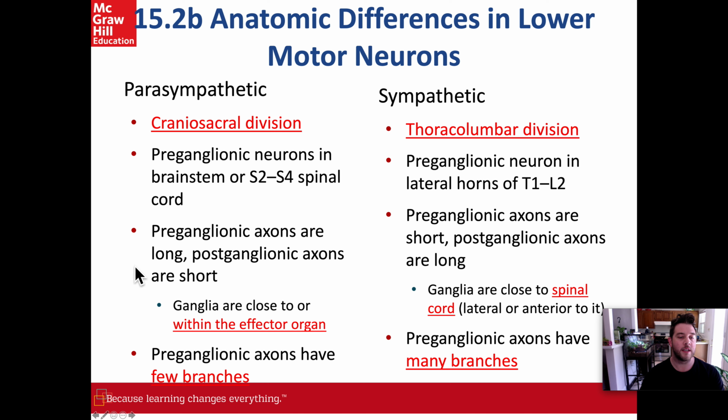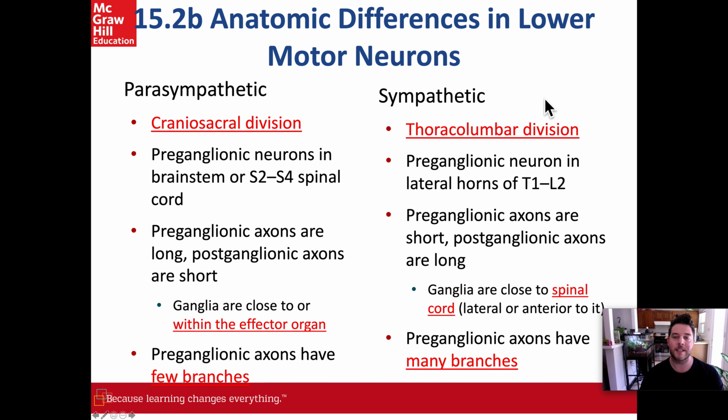Okay. The ganglia, so the cell bodies, are close to or within the effector organ. So they're going to be able to synapse very close to it. Preganglionic axons have few branches, so there's not going to be a lot of divergence from the preganglionic parasympathetic neurons.